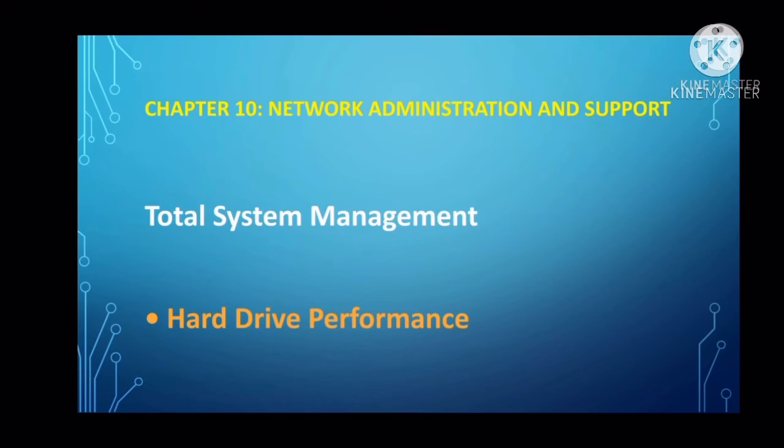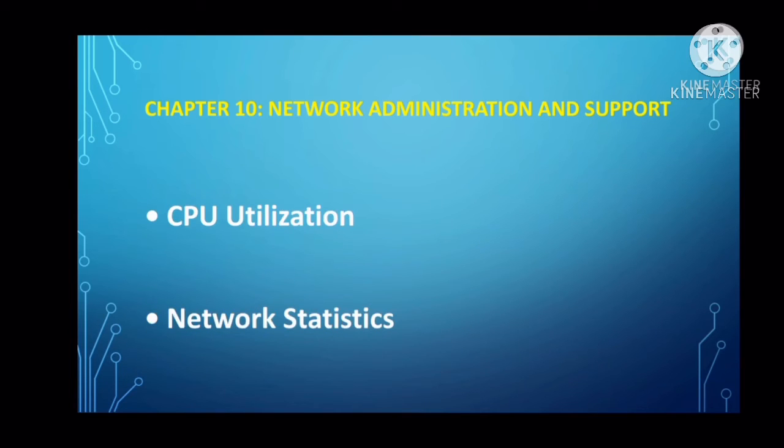The next one is CPU utilization. A computer's central processing unit, or CPU, is where real work takes place. That is why monitoring CPU utilization provides such important statistics. Next one is network statistics. You can monitor network statistics in either the Performance Monitor or the Network Monitor on a Windows system. In Performance Monitor, you want to check statistics for the Network Interface and Protocol Stack objects.